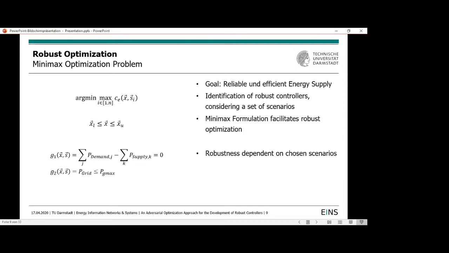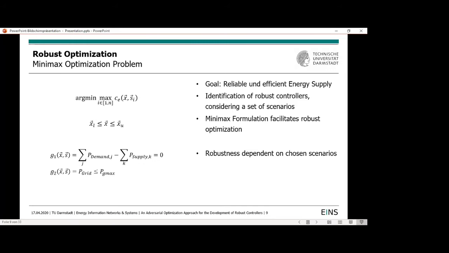However, the identified robustness is strongly dependent on the given scenario set. If this scenario set doesn't contain any severe or worst case scenarios, worst case robustness is not guaranteed. And for our application, it is very important to enable a reliable energy supply at all times, even for unexpected or worst case scenarios.